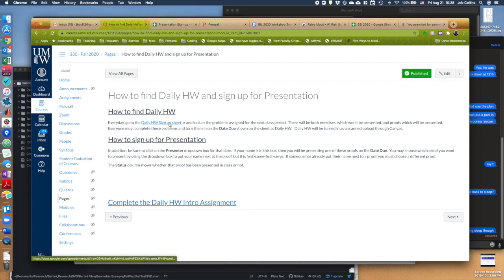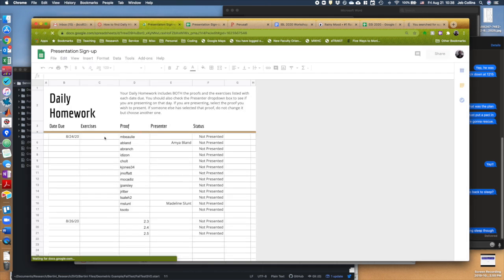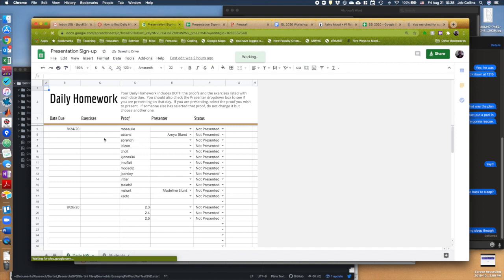But essentially what's going to happen is you are going to look at this daily homework Google Sheet. And in this daily homework, you're going to see maybe some exercises that you're going to have to complete. These are more computational problems, but definitely some theorems that you're going to have to prove. Everyone is going to have to write down a solution to these theorems. This is what's called your daily homework. You're going to write them down, scan them, and turn them in via Canvas.